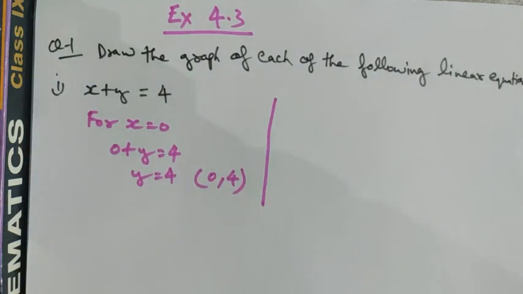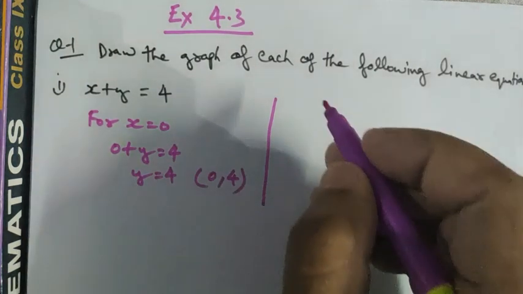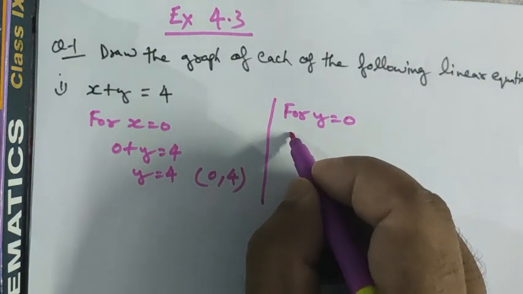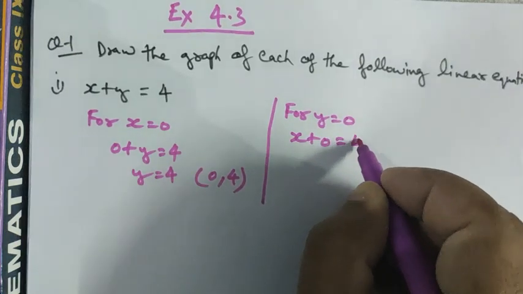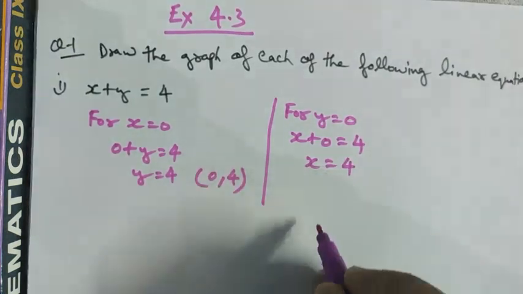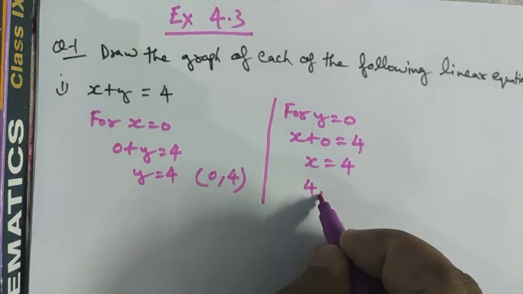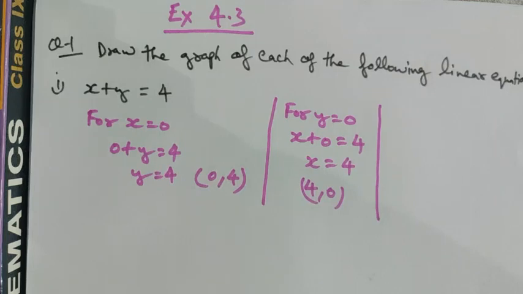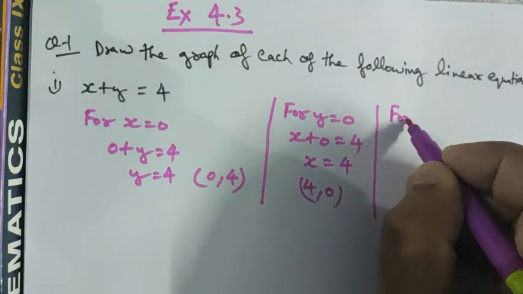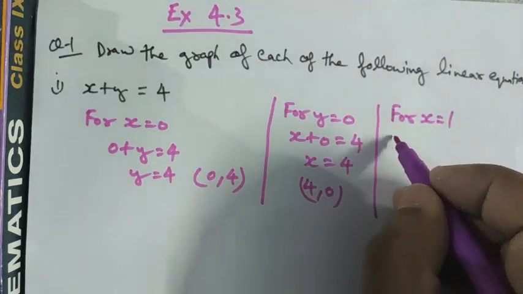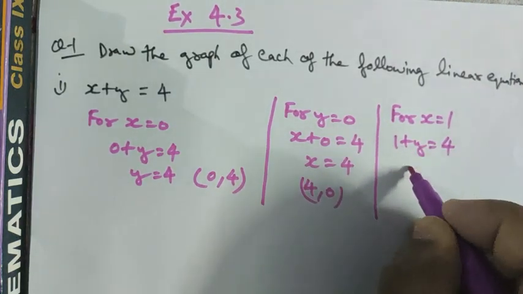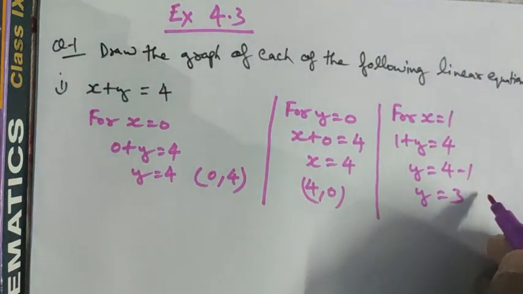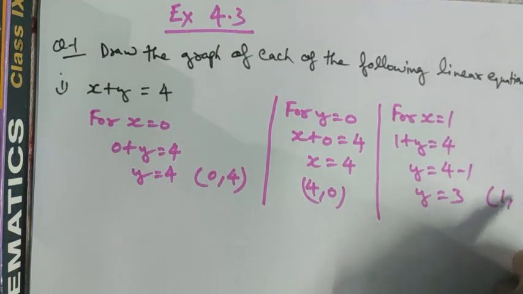Second solution pair, if we take y equals 0, it will become x plus 0 equals 4, that is x equals 4. So the second solution pair will be 4 comma 0. Similarly, we will find the third solution pair. We can take x equals 1. So it will be 1 plus y equals 4, y equals 4 minus 1, y equals 3. So the third solution pair will be 1 comma 3.